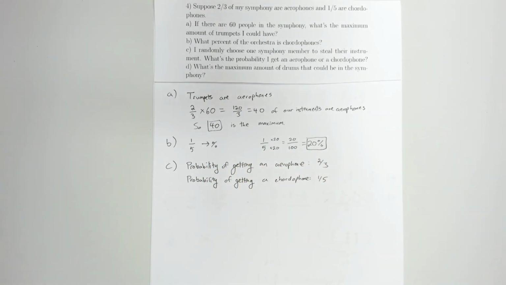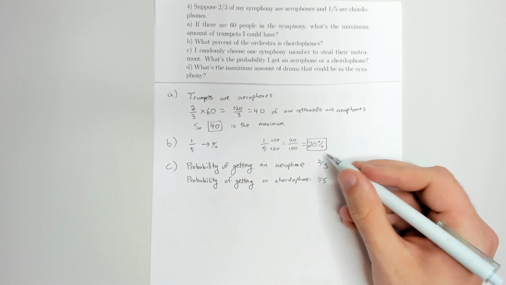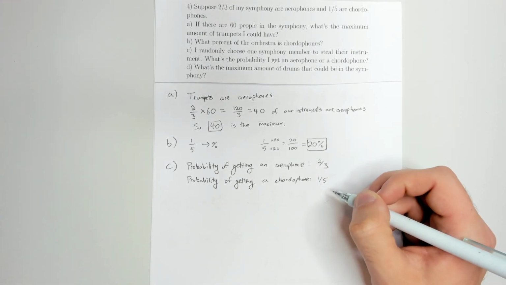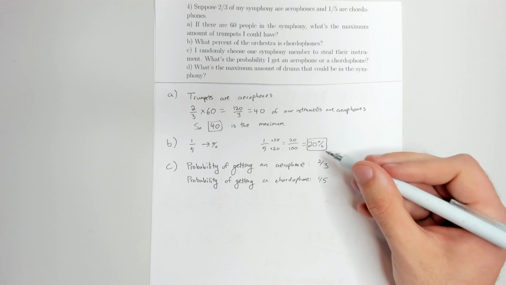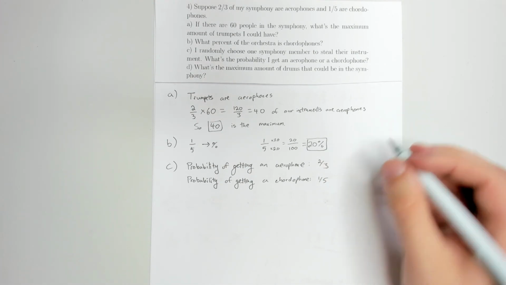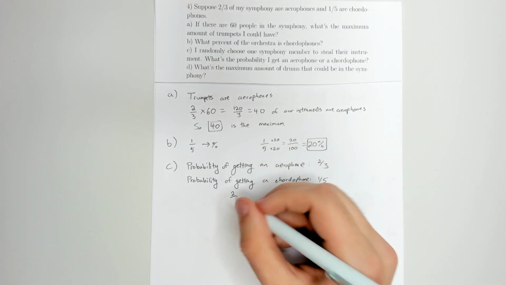But it wants us to figure out the probability of getting one or the other. So in order to combine these probabilities, when we look for one or the other, we need to add them. If we were to multiply them, that would be the probability of getting one and the other. But in this case, we need to add these two because we are looking for the probability of one event or the other.